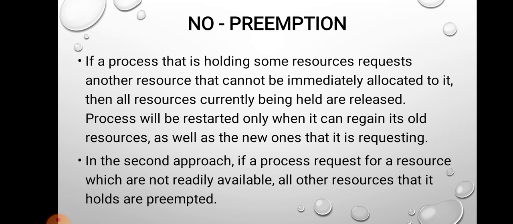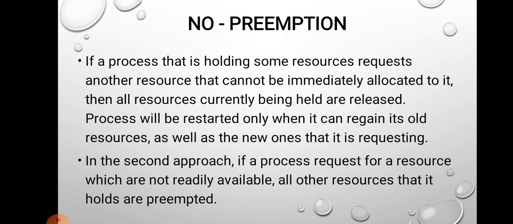Clear? So in approach 2, when a process requests some resources and they are available, we have to allocate them, okay. If the requested resource is not available, then we have to check whether it is being used by a different process, or whether it is allocated to some other process that is waiting for other resources.